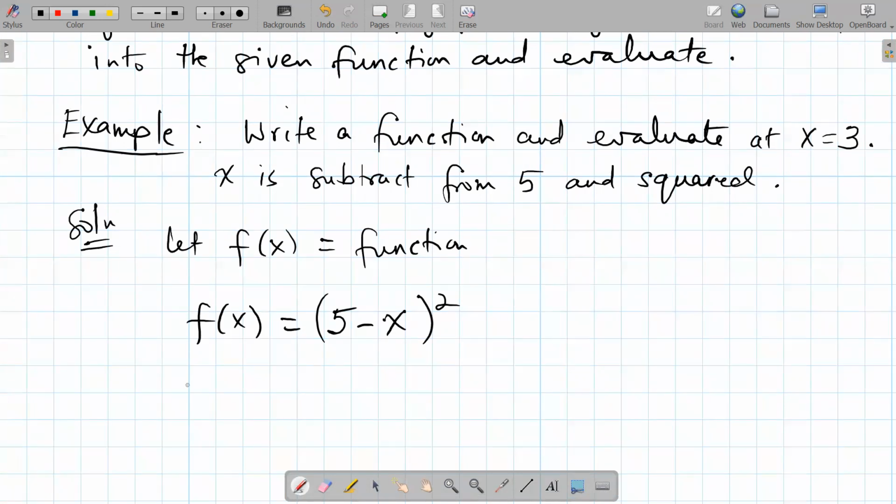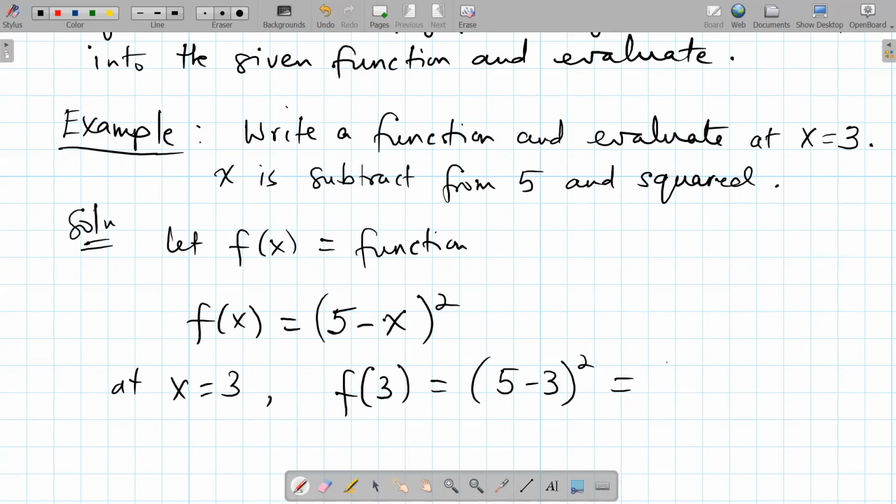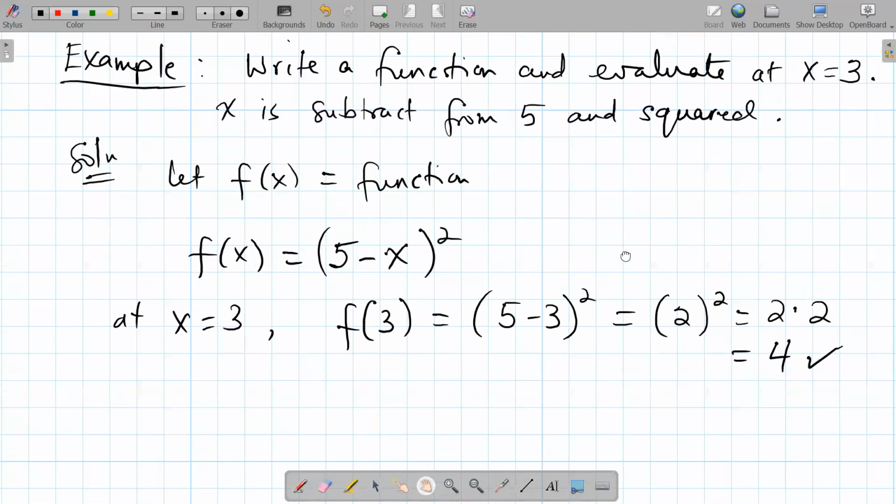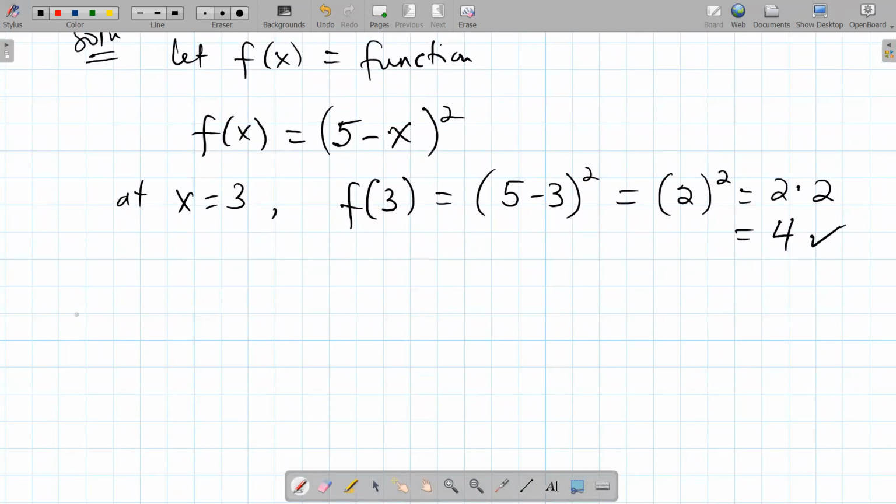So now that I have my function, it says that I should evaluate at x equals 3. So at x equals 3, I just plug it in. It's going to be f of 3. Wherever I see x, I plug in 3. So it's going to be 5 minus 3, all squared. Now 5 minus 3 is 2, all squared. Remember, this is 2 times 2. And that gives you 4 as your answer. So situations like that, you should be able to do it.